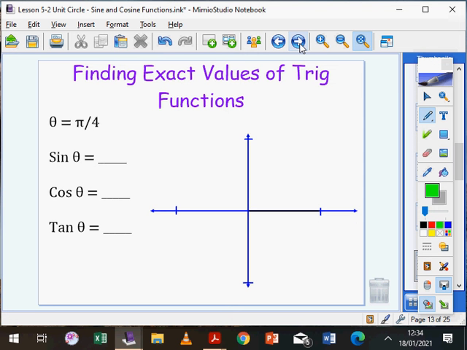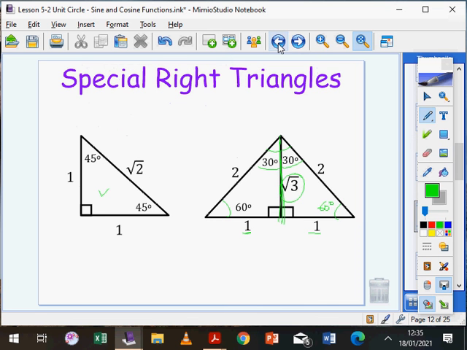Now, pi over 4, please remember, every time you see pi, think of it as 180. Work out in your brain what's 180 divided by 4. If it's too hard, start by dividing by 2, that's 90. Divide again by 2, that's 45 degrees. So 45 degrees is going to be somewhere here, right? 45 degrees, 45 degrees. And I know that in a 45-degree triangle, this is square root 2, right? This is 1 unit, and this is also 1 unit. Because in a 45-degree triangle, the legs are both 1 unit, and that makes the hypotenuse square root 2.